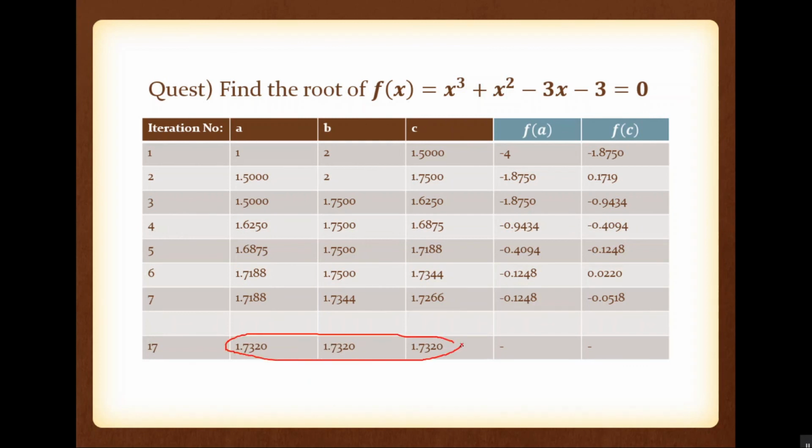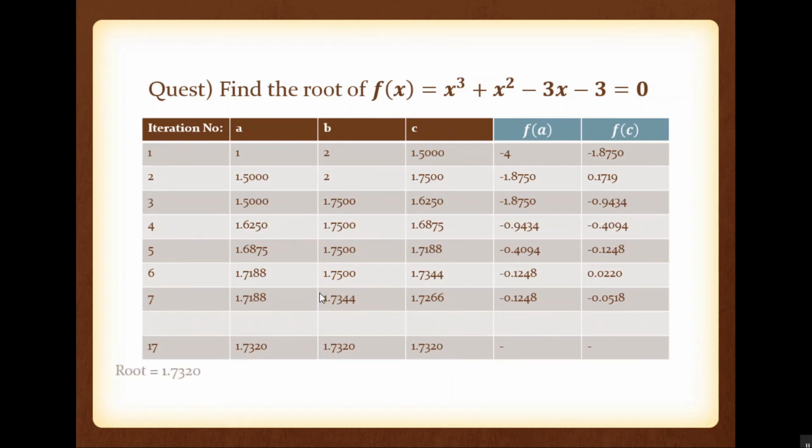All A, B and C are same. Is it always possible? No. Normally what you have to do is, if you are taking the 16th iteration, the 16th iteration also has the same C, 1.7320. Actually this one is a stopping condition. If the continuous iterations are giving the same C value, you can stop. If the nth iteration and the n plus 1th iteration are giving the same C value, you can stop.